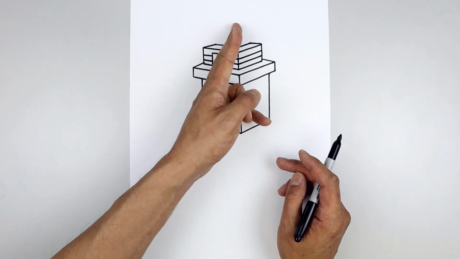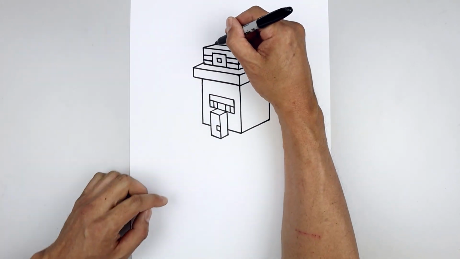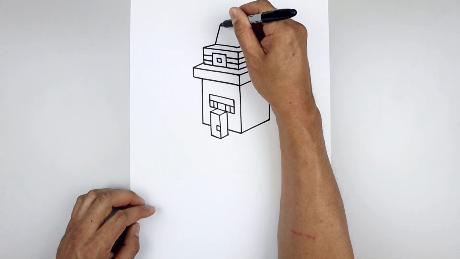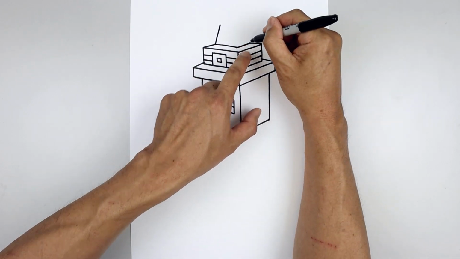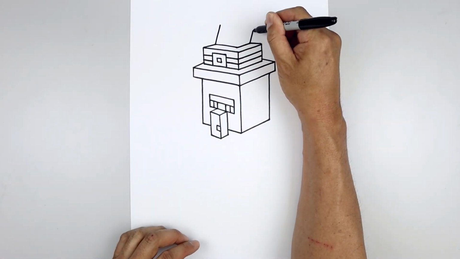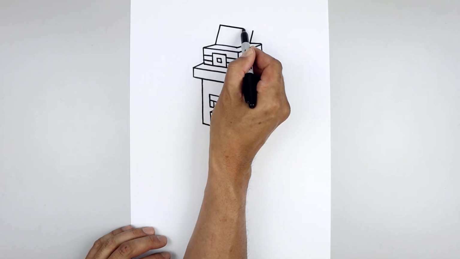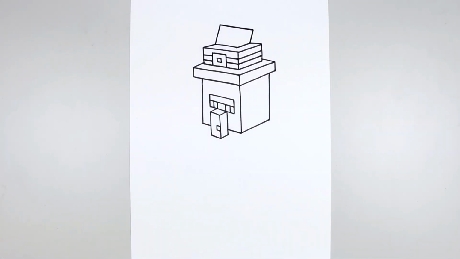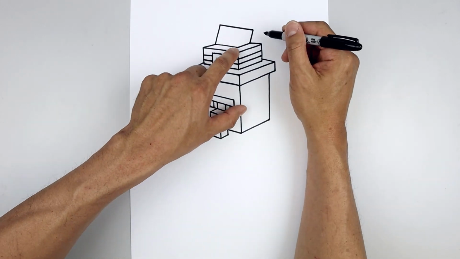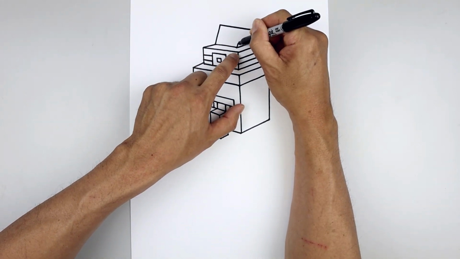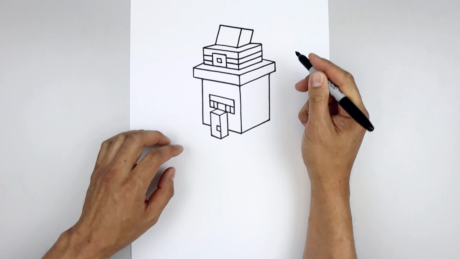Now we're going to tilt the top of the hat over towards the right. From this point, angle up and out. Go to the right side, draw a short angled line going up, and we'll close this off with a straight line. And now we're going to go back to the bottom point and draw that same angle line going all the way up towards the top.